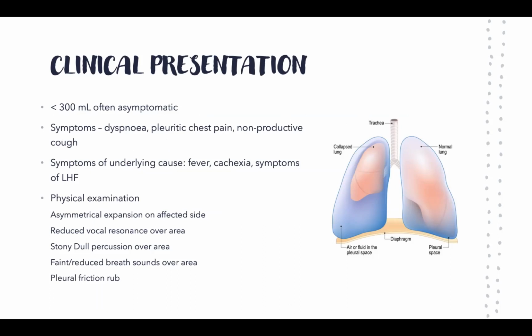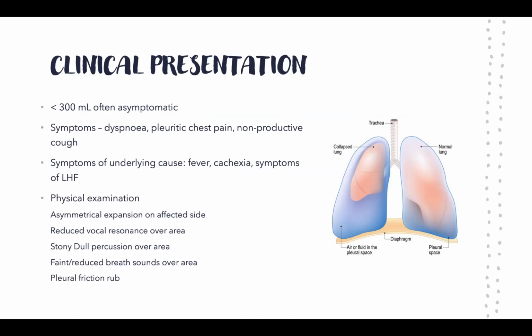So in terms of clinical presentation, how do these patients present? If it's less than 300 milliliters, they're often asymptomatic and they don't actually have any symptoms at all. Once it gets more than that, they can complain of dyspnea, shortness of breath, pleuritic pain, and non-productive cough. And this is due to a collapse of the lung or less space for the lung to expand in due to the fluid that's already in there.